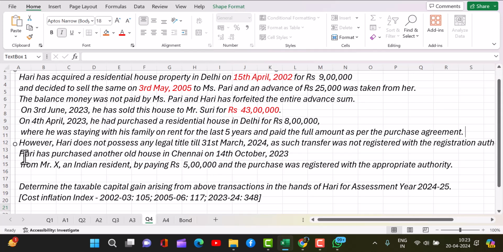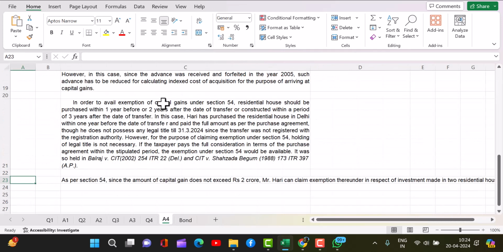Okay. So Hari has purchased another old house in Chennai. So he purchased another old house on 14th October 2023. So this also he purchased within the time. So within 2 years, the time given is within 2 years. So he purchased another house from Mr. X, Indian resident, by paying 5 lakhs. Okay. So this was registered. Okay. Now let's go and check the answer.